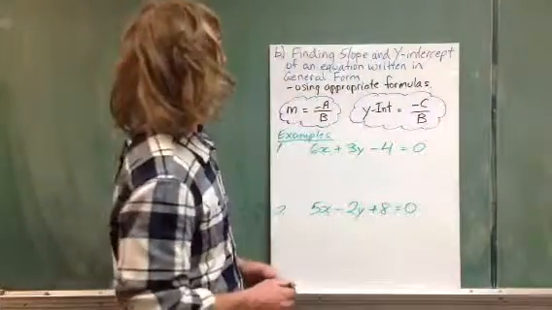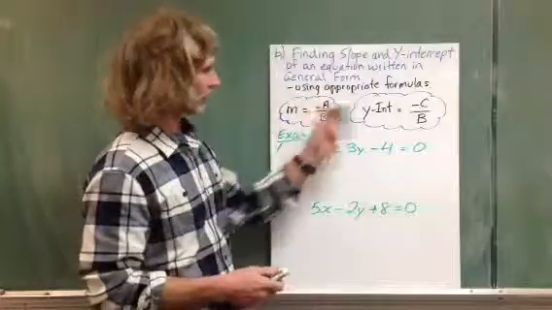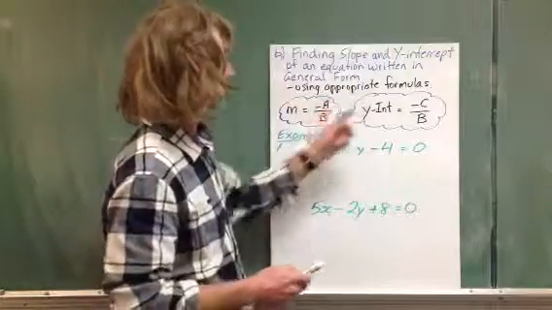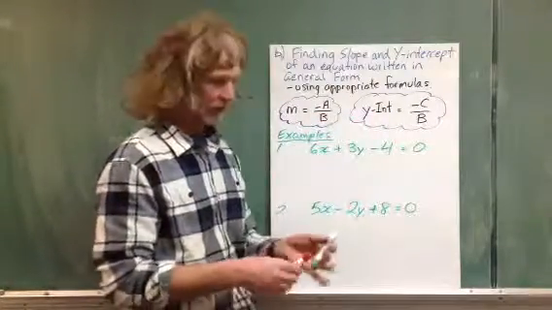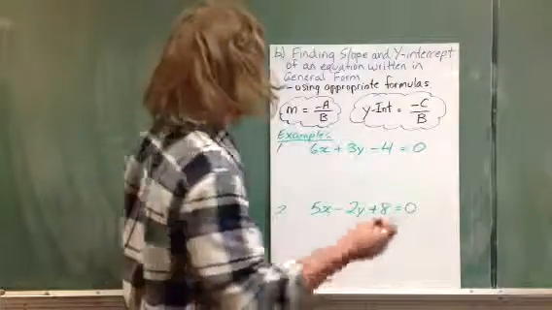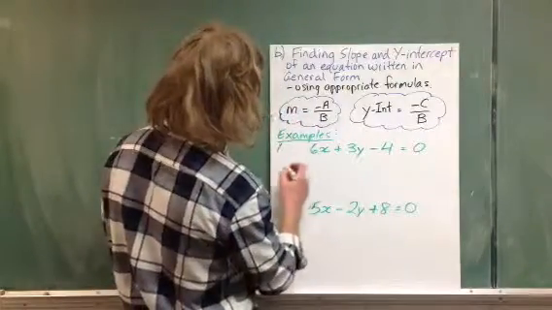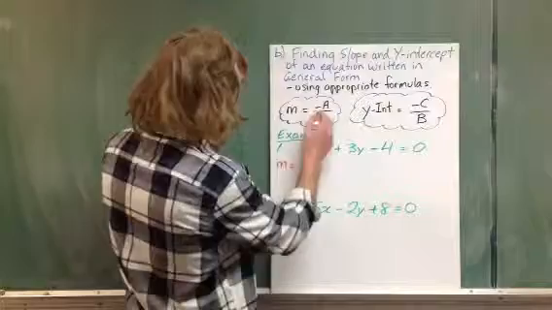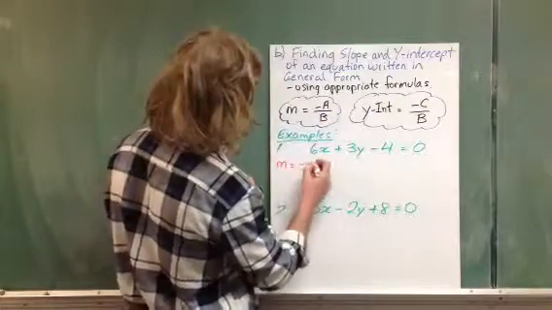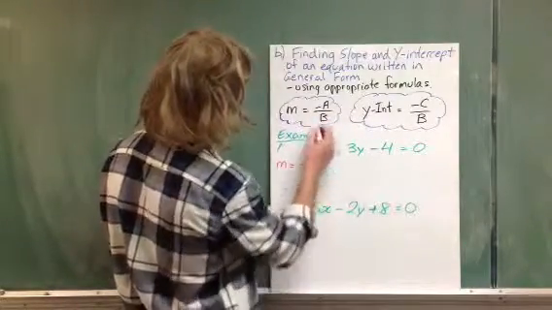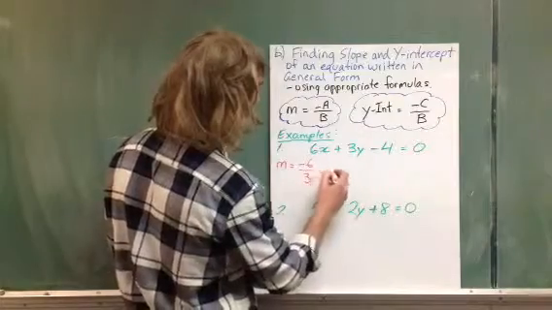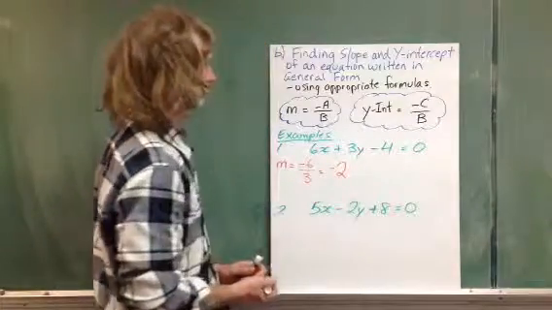Okay, finding the slope and y-intercept of an equation written in general form. So let's practice what we just learned. These are those two formulas that I just had written down on the previous slide. Okay, so m equals negative a over b. So that would be negative 6 over b, which is 3. So my answer is negative 2.